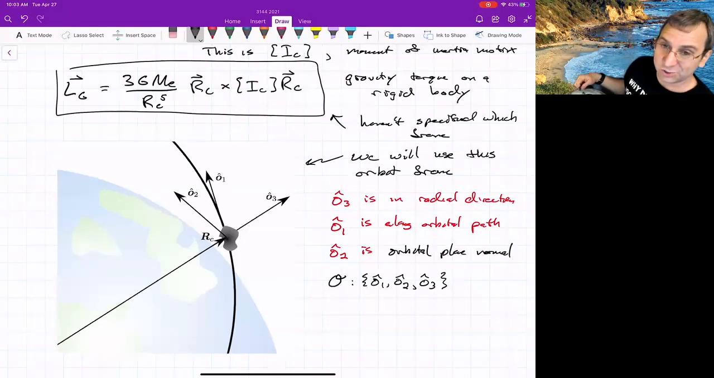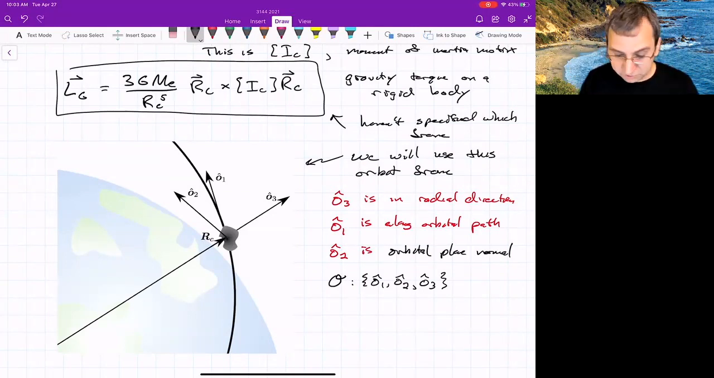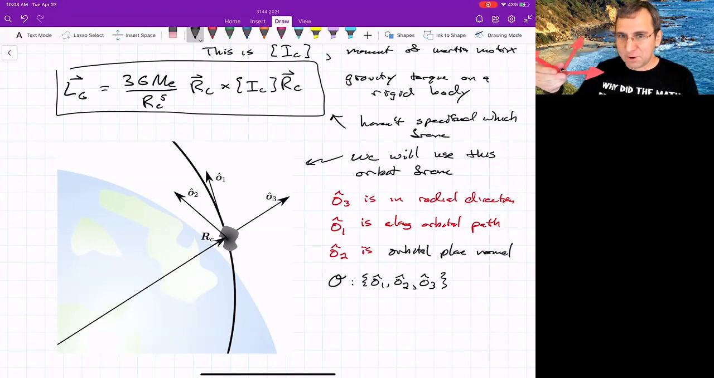Now, is that an inertial frame? No, it's not an inertial frame. It's rotating. Those directions will rotate around at the same rate as the orbital rate, and it'll be rotating about O2. If you were in this frame, you'd see each orbit go around once.